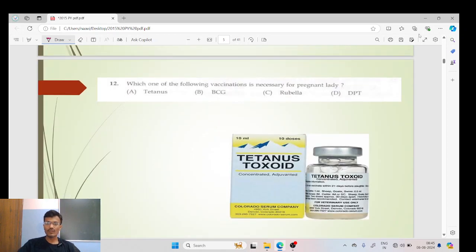Which one of the following vaccinations is necessary for a pregnant woman? For a pregnant lady, that is tetanus. BCG vaccine is for TB. And the rubella vaccine can also be used, along with the one for mumps. Okay. And DPT is another vaccine which we can use for children.